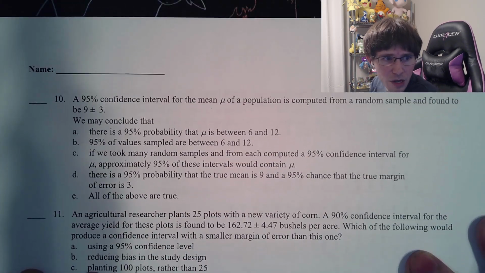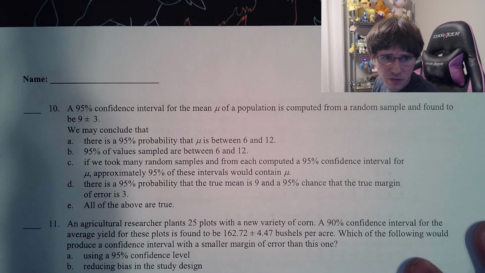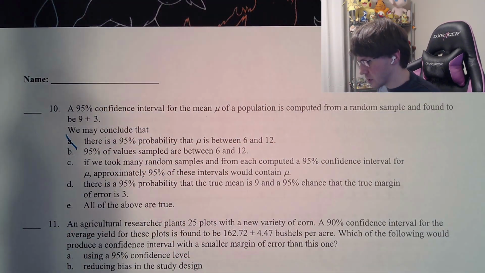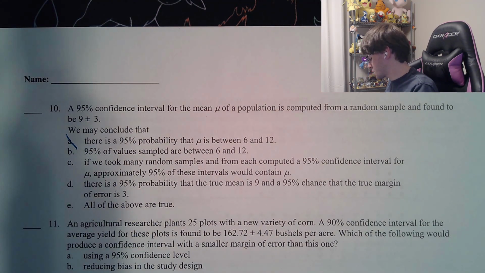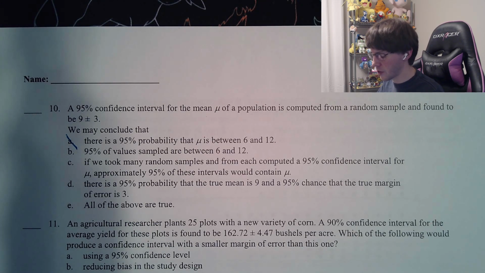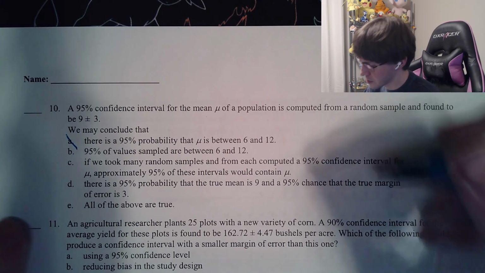All right, number 10, a 95% confidence interval for the mean mu of a population is computed from a random sample and found to be 9 plus or minus 3. There's a 95 probability. No, this is one thing I did not cover in my big spiel at the start, but you have a very specific way of talking about this. You only mention confidence, never mention chance or probability or anything like that. It is reasonable to believe it's between two values.